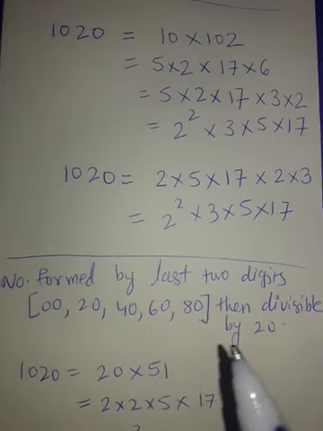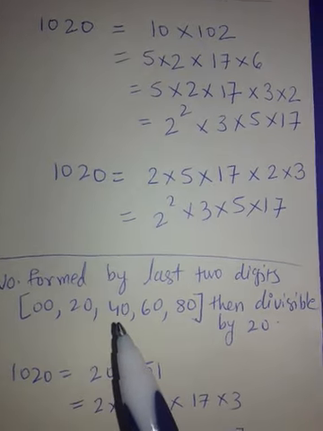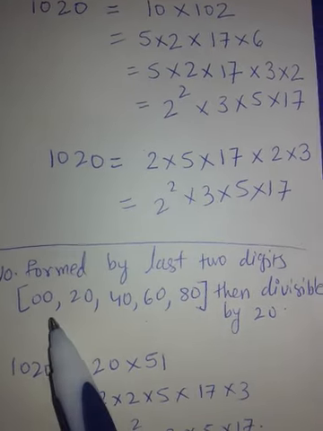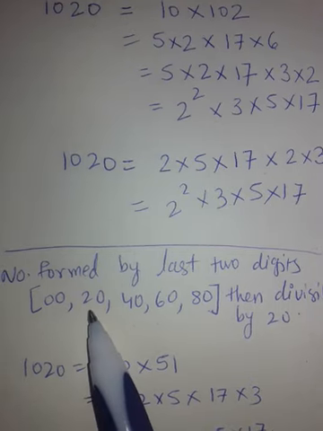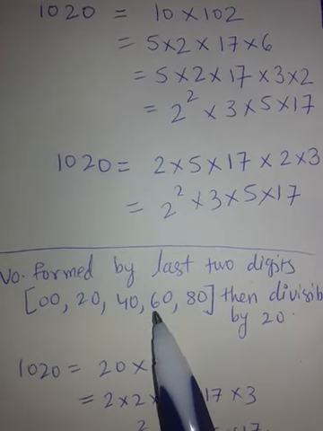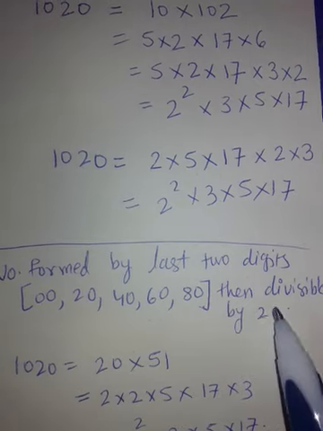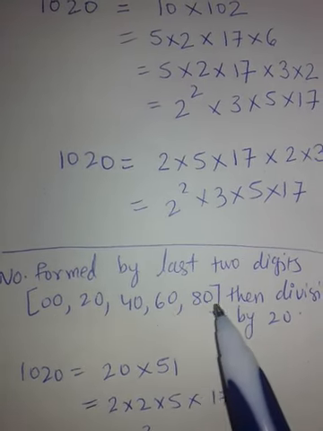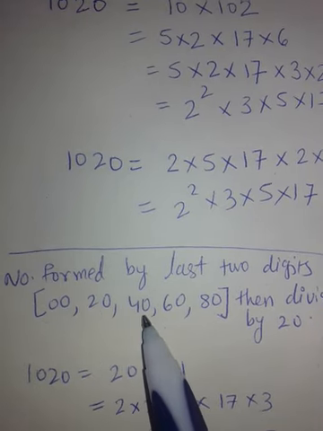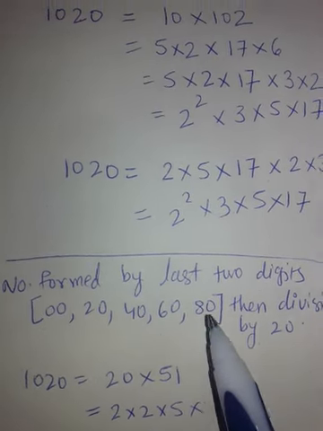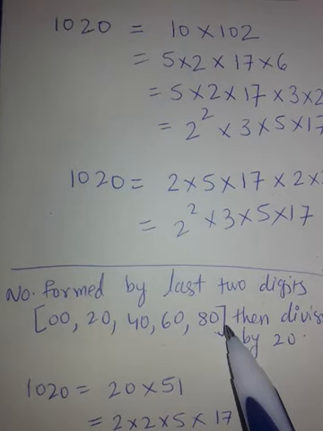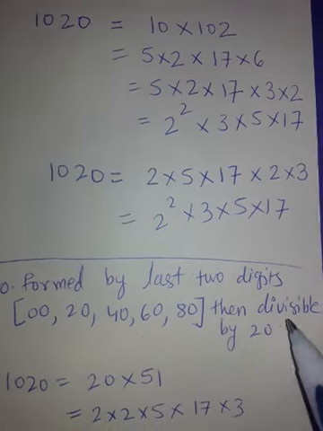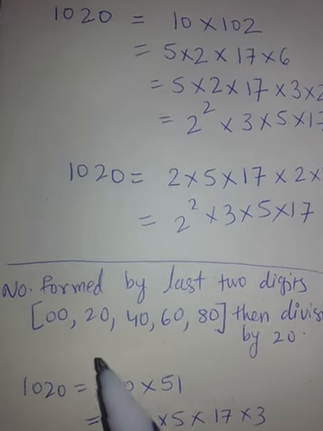That brings us to another divisibility test, of 20. The number formed by the last two digits, if it is from the list 00, 20, 40, 60 or 80, then it is divisible by 20. If you see these numbers, they are from the table of 20. 21s are, 22s are, 23s are, 24s are. So memorizing them by heart is very easy. Remembering them for the divisibility test of 20 is very easy.